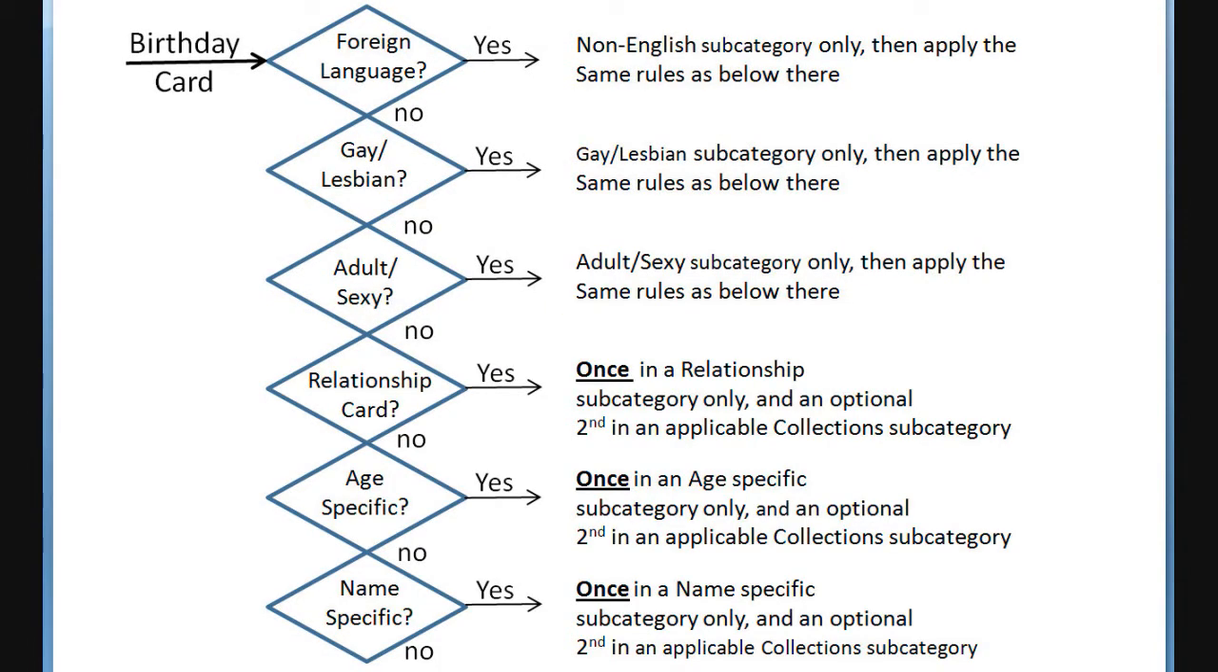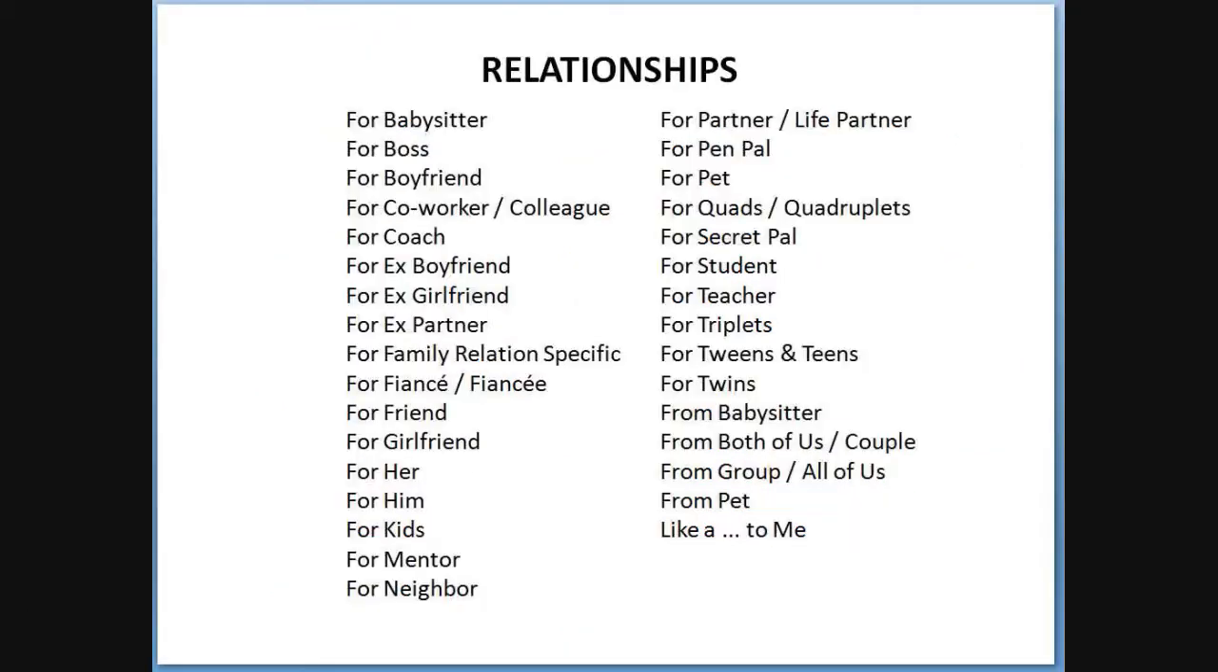These include relationship, age specific, and name specific. Relationship cards must clearly and directly address the person the card is for or the person or group the card is from, usually using text on or in the card. If this isn't clear, the card will be returned to you for edits.